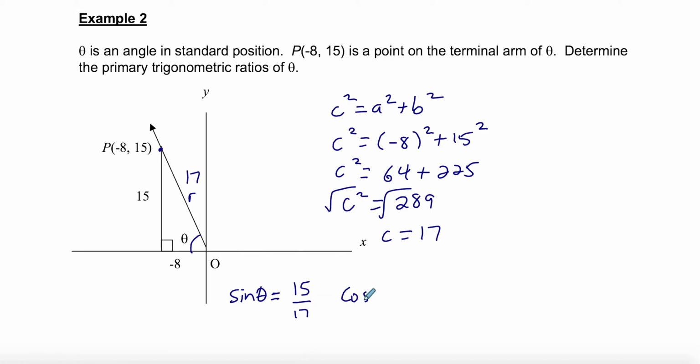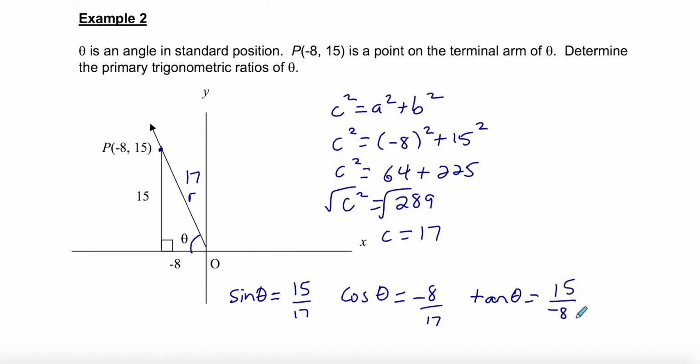Cos theta, if that's my angle of reference here, adjacent over hypotenuse, so negative 8 over 17, and I can get decimals if I want to divide those on my calculator. And then tan theta is opposite over adjacent, so 15 over negative 8.